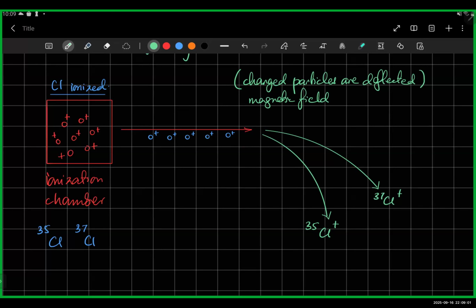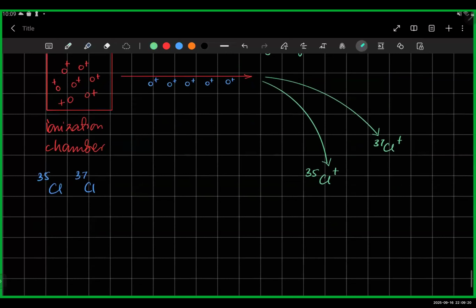It's like there's a road and there are vehicles coming in, and something is hitting them on the side. If there's a small car coming in, it's going to go flying off to the side. If there's a big truck coming in, it's probably going to go straight, because it's got a large momentum. So the heavier particle is deflected less, and the lighter particle is deflected more. Is this clear?